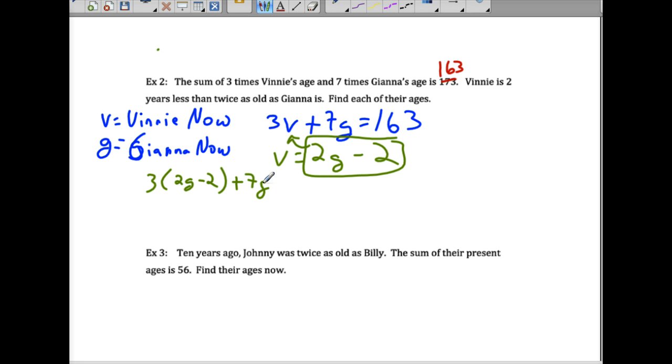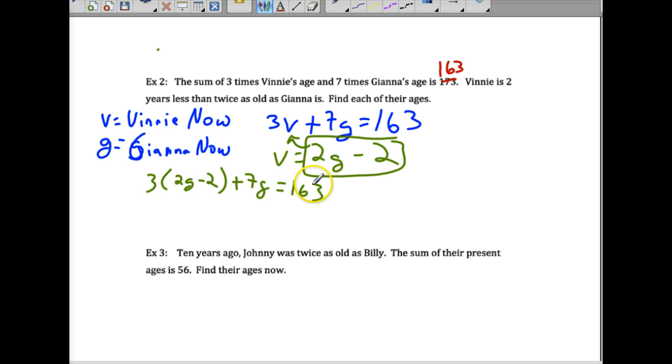Do age problems have to work out evenly? No. You could be 6 in like a month. You could be 6.5 years old or 6, but for our purposes, all age problems are going to work out evenly. If you get a decimal or fraction, you did it wrong.